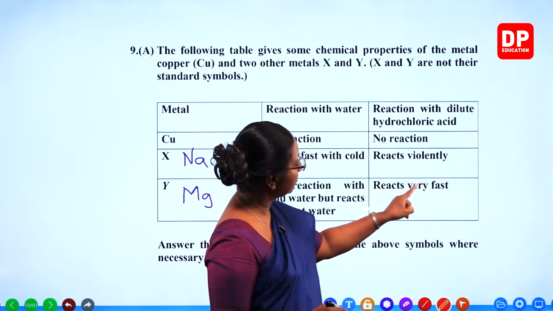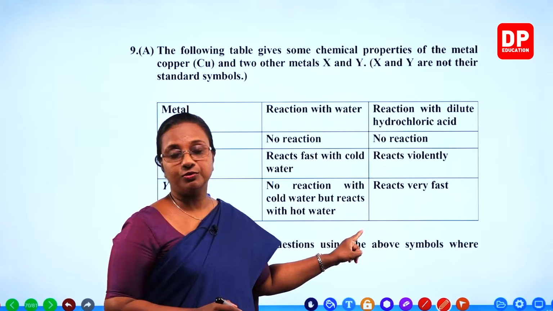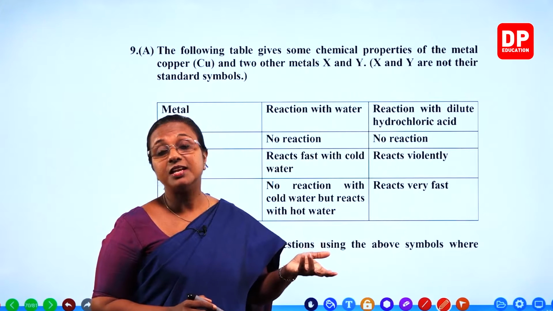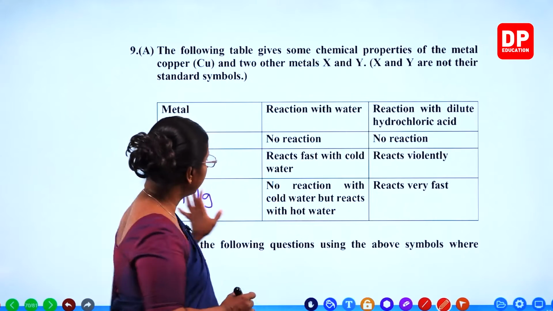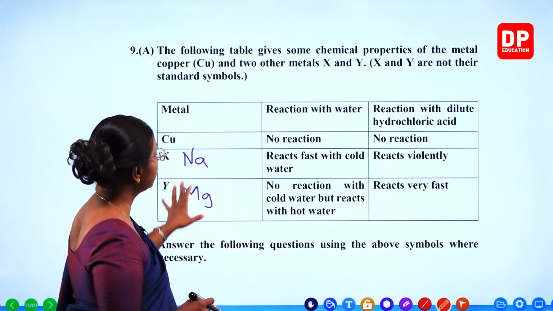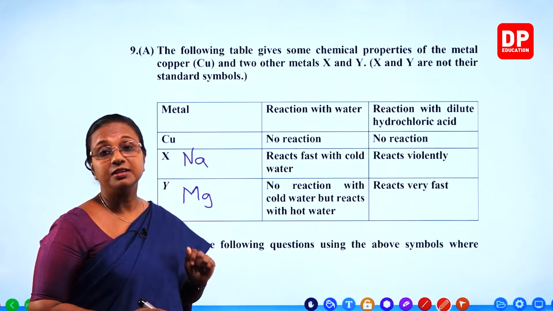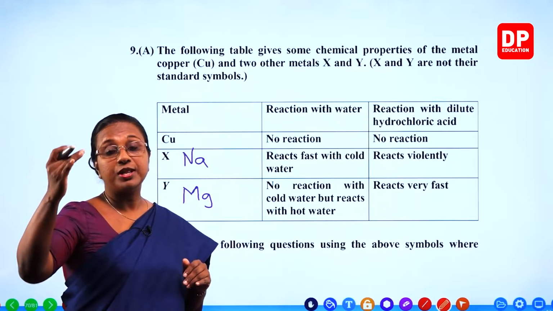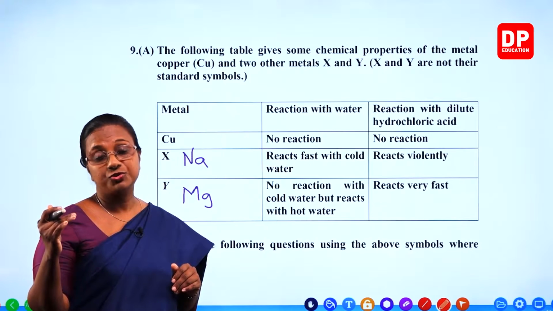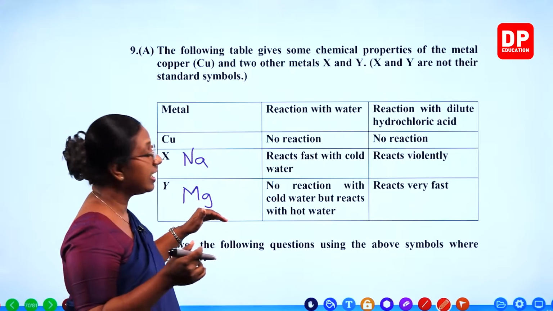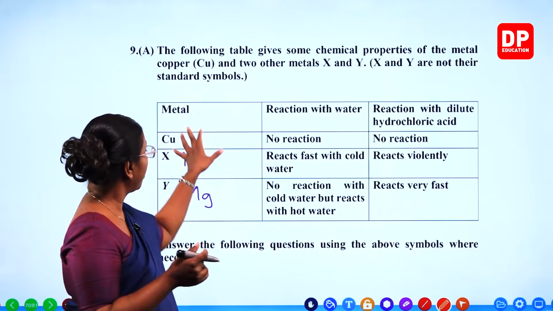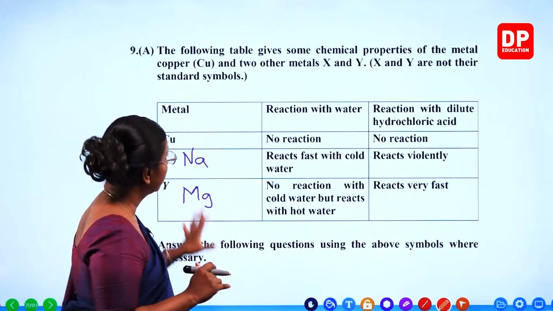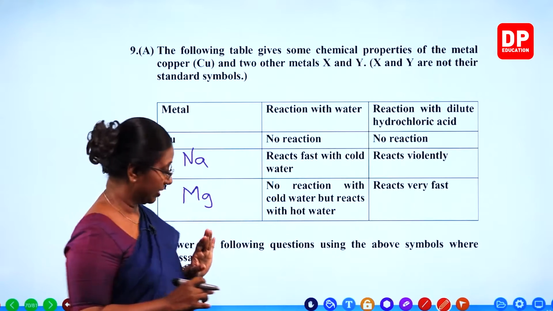Whereas here, it reacts very fast with dilute hydrochloric acid. But sodium is a violent reaction with dilute hydrochloric acid. So you can identify the metals using the information given. Then you know sodium comes at the top. Potassium, sodium, the second most reactive element. After that, we have calcium, magnesium. Copper is very less reactive. You all know that information. Based on that, you have to answer the questions.